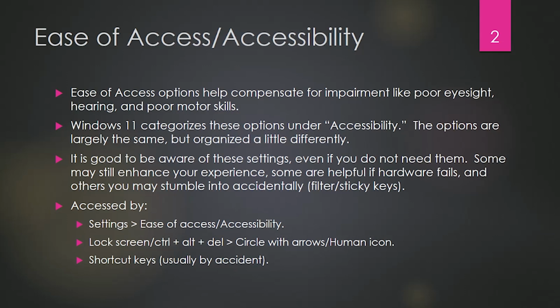The first group of options we're going to look at fall under the heading of Ease of Access, or in Windows 11 they call it Accessibility. Ease of Access options help compensate for impairment like poor eyesight, hearing, and poor motor skills. Windows 11 categorizes these options under Accessibility, but most of these options are largely the same, just organized a little bit differently. It's good to be aware of these settings, even if you don't have any disabilities. You might find some of these settings will still enhance your experience.